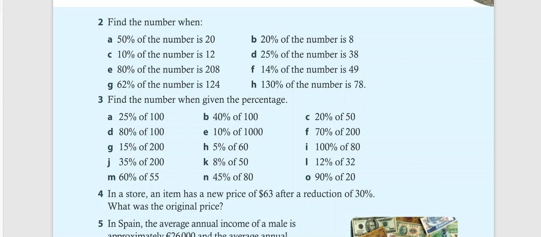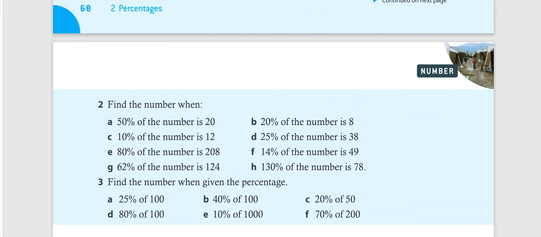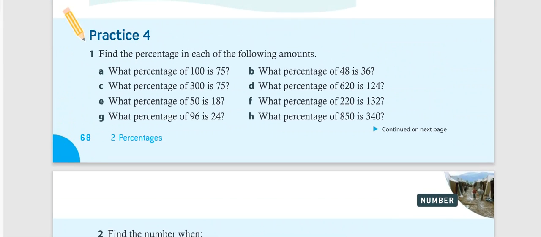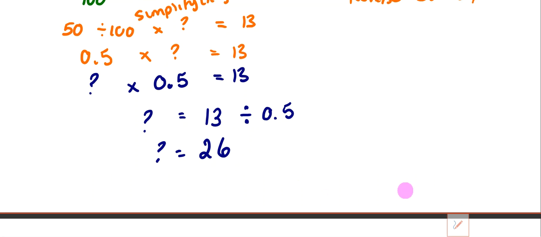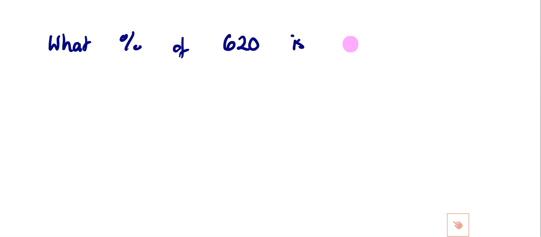For the rest of us, let's pick a question. Which question would you like to do? This one, D. What percentage of 620 is 124? Okay. So, what percentage of 620 is 124?